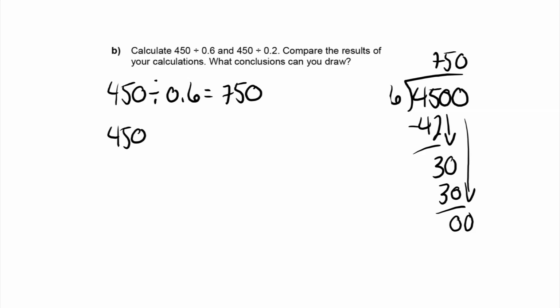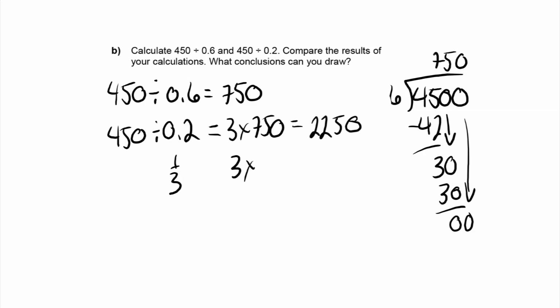So from that, can we figure out what 450 divided by 0.2 is? Well, we're dividing by something that is only 1/3 the size. So we're dividing by a much smaller number. So if we're dividing by a smaller number, that means the number over here is going to get bigger. So if this got 1/3 smaller, that means this will be 3 times bigger. So we could say that's 3 times 750, which is 2,250.